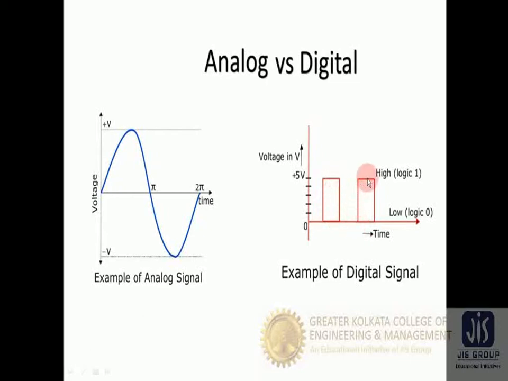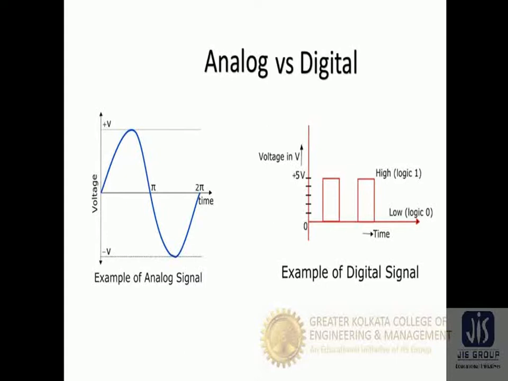So both are periodic in nature, but the one on the left side is an analog signal and the other is a digital signal. A digital signal can also be classified as high or low. It has either a high value or a low value. In this way we can classify signals into two categories: either a continuous analog signal or a discrete digital signal.